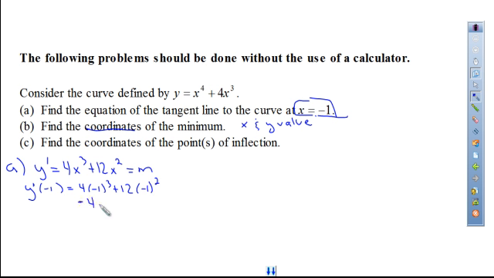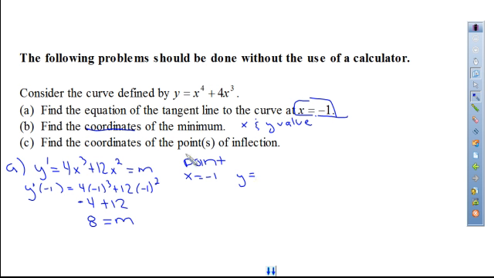I'm going to have -4 plus 12, which is 8. And that is the slope of your tangent line. So notice I didn't set it equal to 0. So now I need to find a point to find the equation of my tangent line. I know what x is. X is -1. So I need to find y.